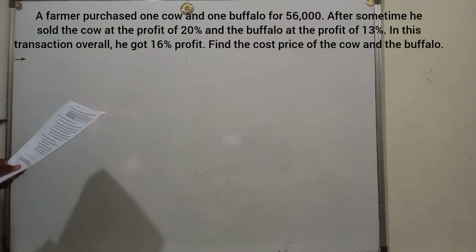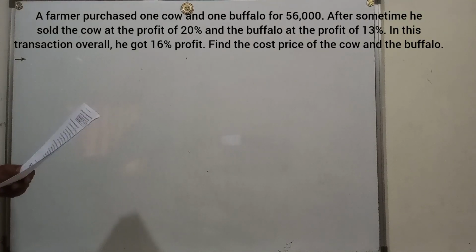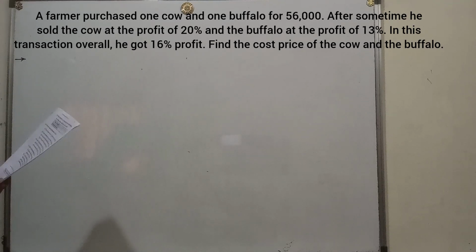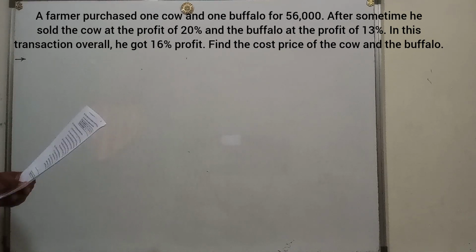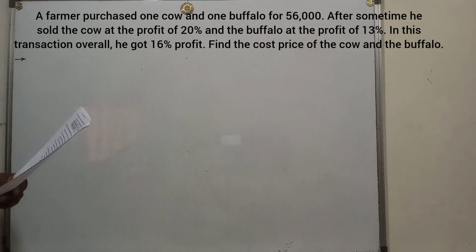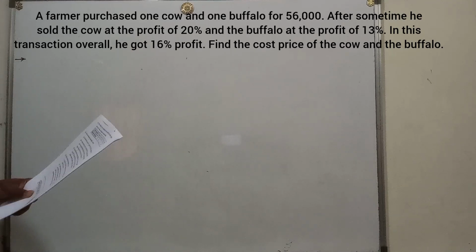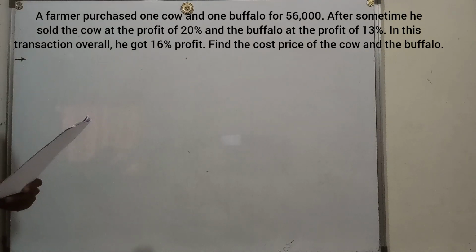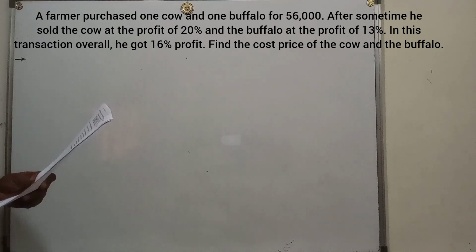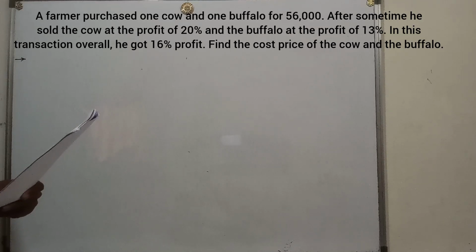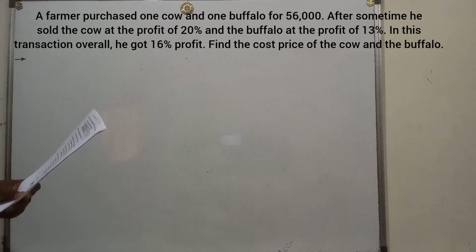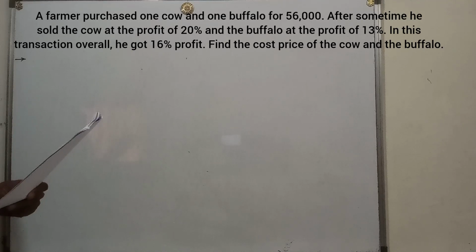A farmer purchased one cow and one buffalo for rupees 56,000. After some time, he sold the cow at the profit of 20% and the buffalo at the profit of 13%. In this transaction, overall, he got 16% profit. Find the cost price of the cow and the buffalo.